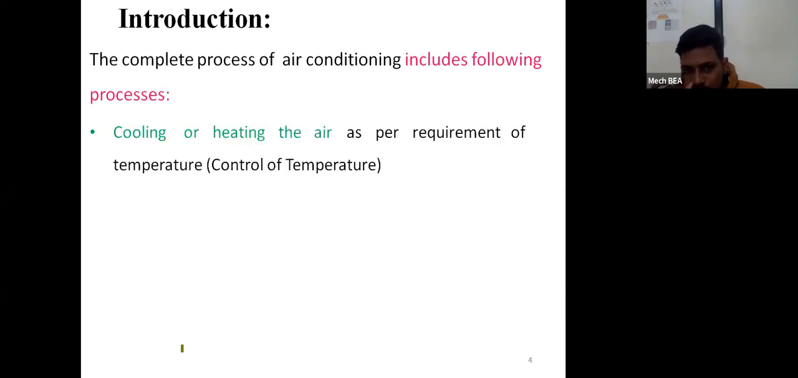Out of that, the first process is to control the temperature. In air conditioning, we have to control the temperature, which means either we have to cool the air or we have to heat the air as per the requirement.